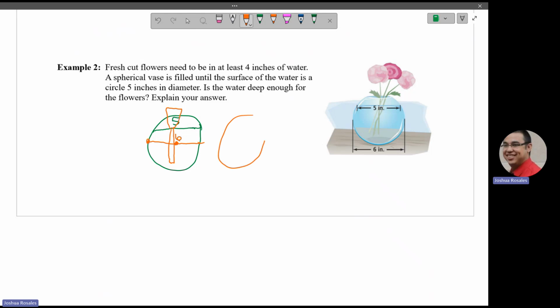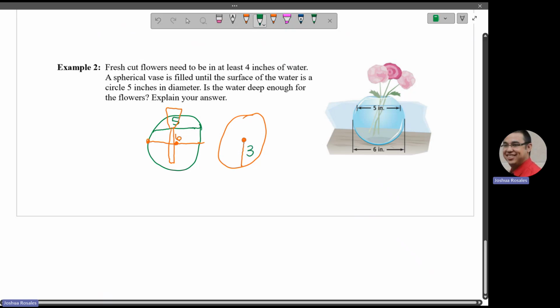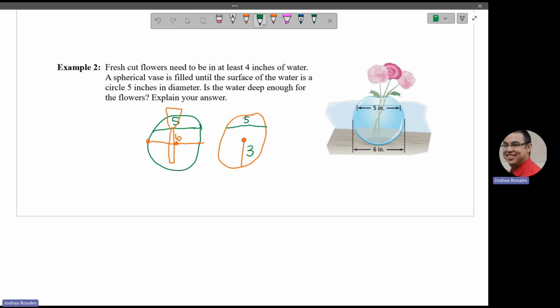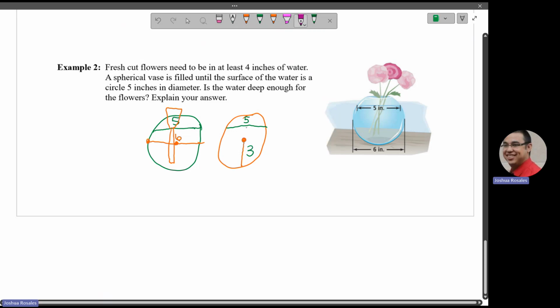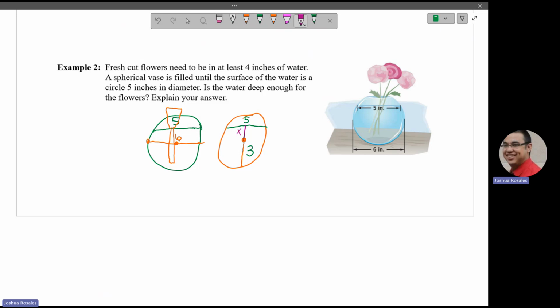So here's what I notice. Could you tell me the radius from the center straight down? If the diameter's 6, what's the radius? Yeah, if you cut that in half, it should be 3. But we know here we have 5 across. There's this little section right here that we still don't know. Let's put that in purple. We don't know that, so we're going to call that X. You need to figure that out.